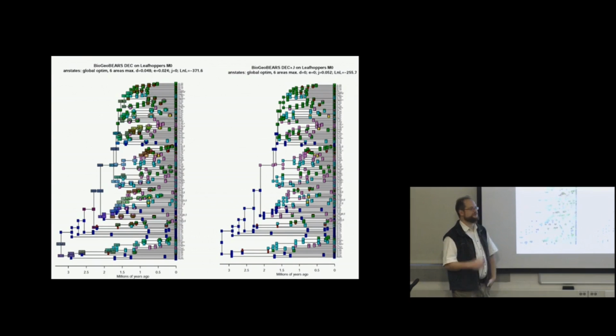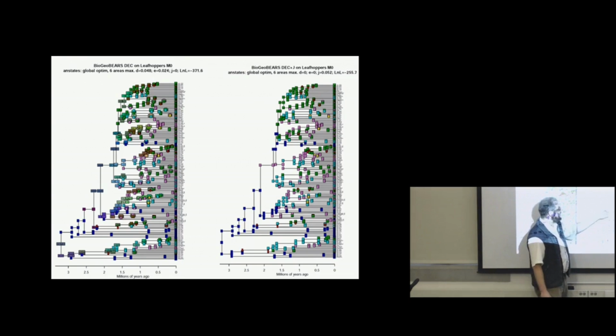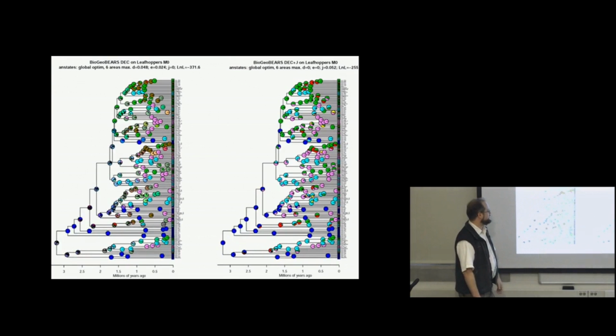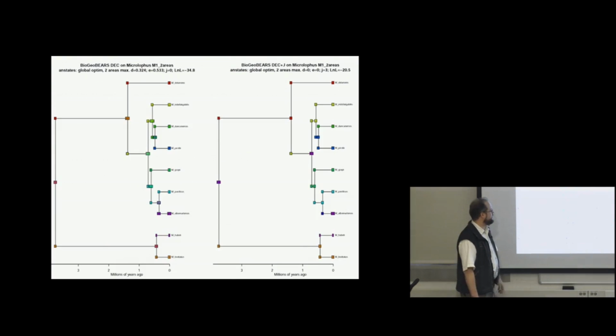And once you get used to this, the story gets sort of boring. Here's Hawaiian leafhoppers. You infer some nodes as widespread under Lagrange, and under DEC plus J, you get a log likelihood improvement of 110 or something, and you infer the ancestor is living... Basically, the blue here is Kauai, which is the oldest Hawaiian island, and that's what you get as the ancestor. And a similar story with ancestor probabilities.